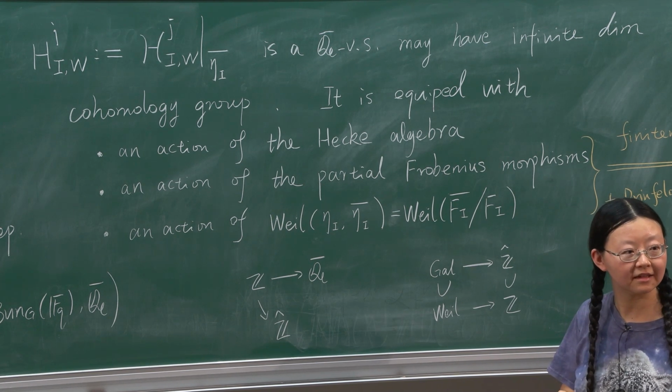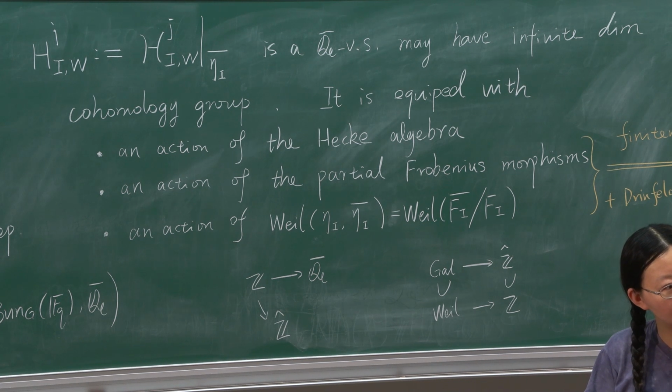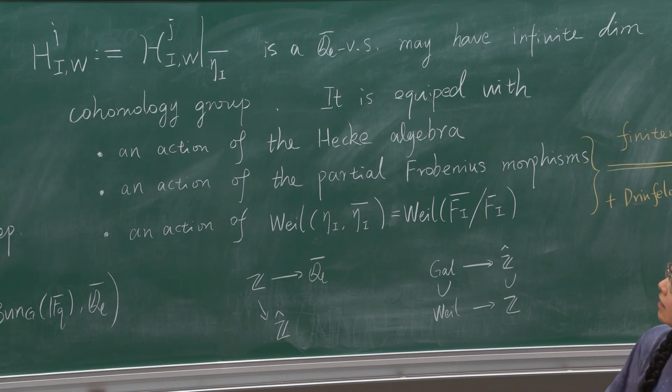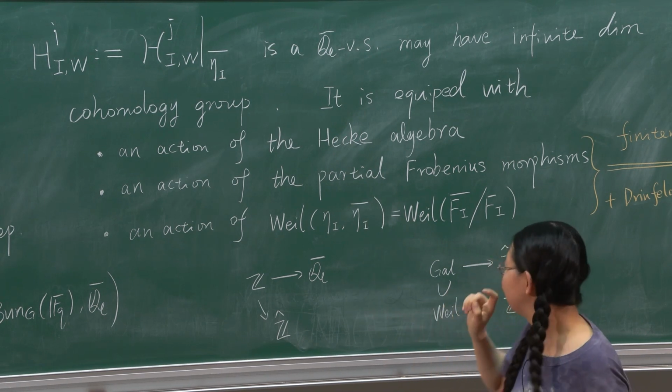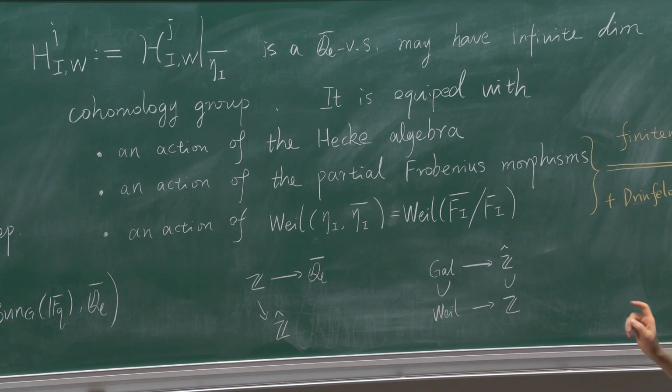Yeah. But it's still on each of the elements in each of the vector spaces in the direct limit are finite dimensional. Each of these H smaller than mu. Yes. Yes. Thanks for the question. It's an important point I forgot to mention.